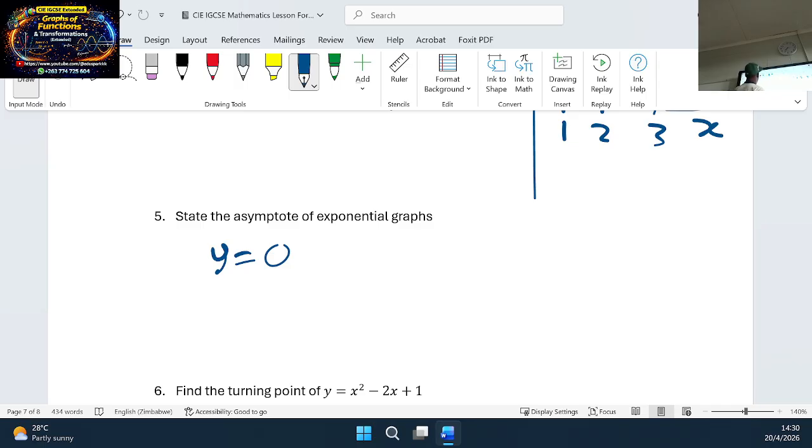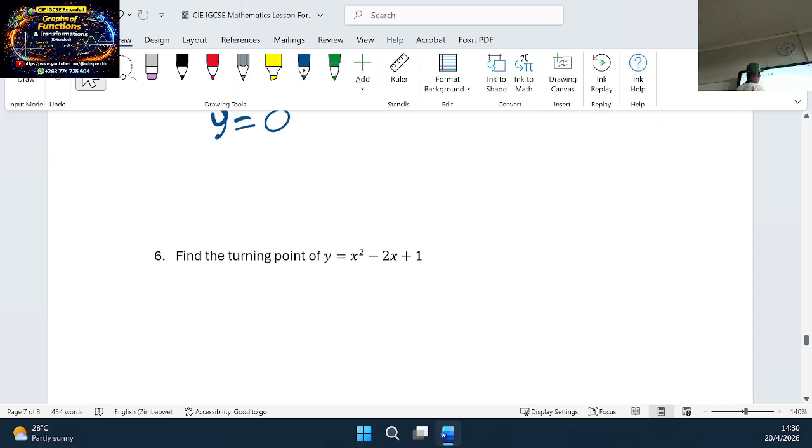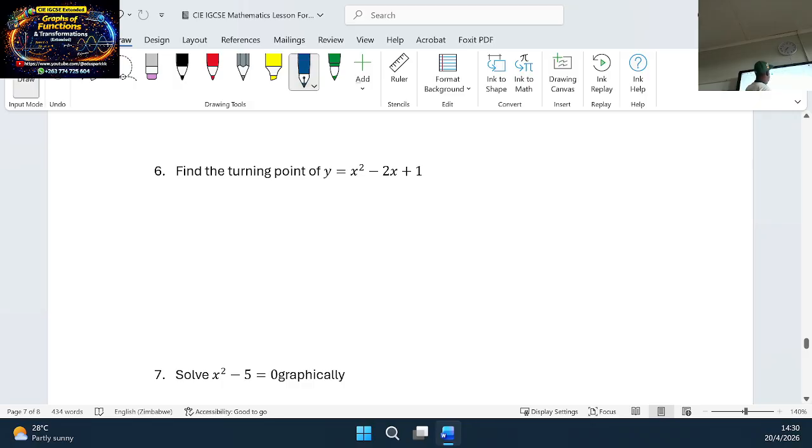Then moving on, let's see the next problem. Find the turning point of that given curve. So if we want the turning point, rather we'll complete the square. And when we are completing the square, we divide this part by 2, gives us minus 1, then squared.